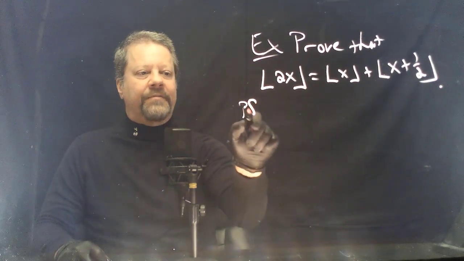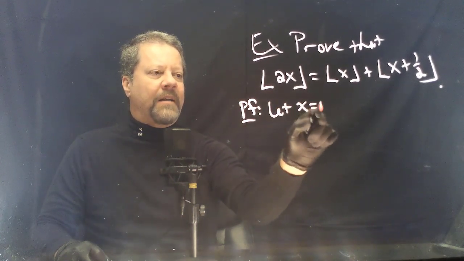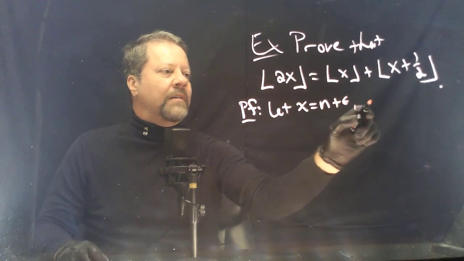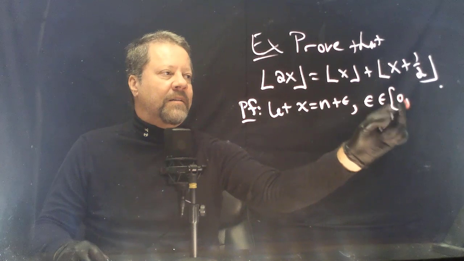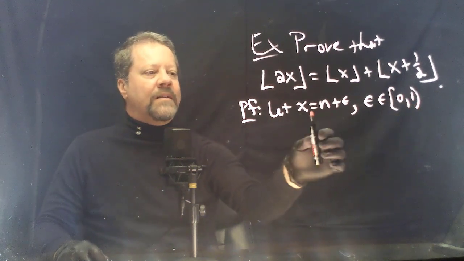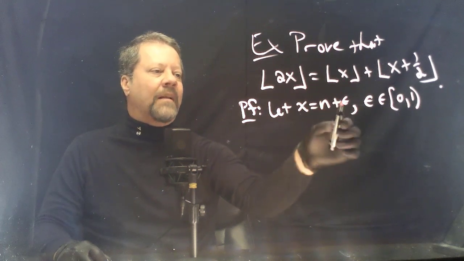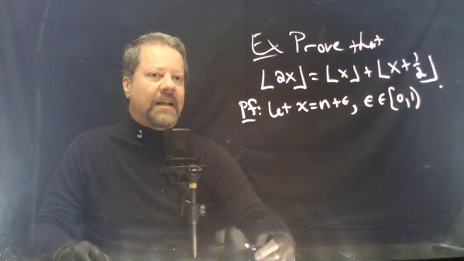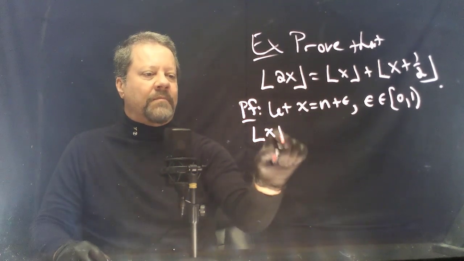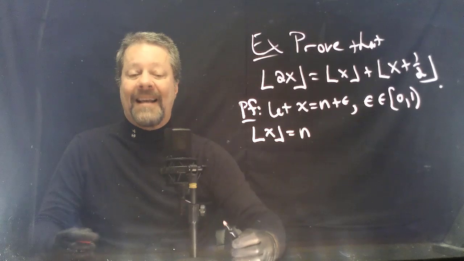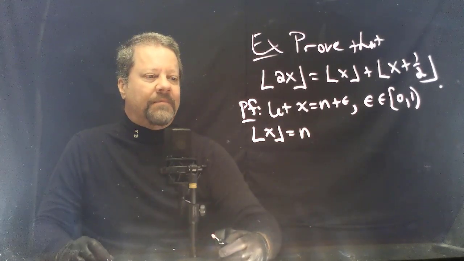So in our proof, I'm going to let x be n plus a little bit epsilon. We're assuming that epsilon comes from the set (0, 1). So x will be no smaller than n and strictly less than n plus 1. So the floor function will output n. It'll ignore this small little number between 0 and 1.